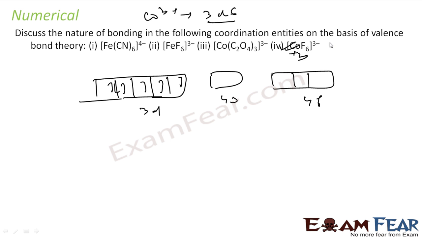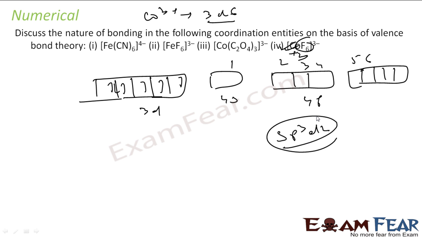And experimentally it is seen that this is also paramagnetic, so it won't do pairing, so it will use the next orbitals. 1, 2, 3, 4, 5, 6, coordination number, right? So it will use sp3d2 hybridization for bonding, and it will be octahedral. Okay.